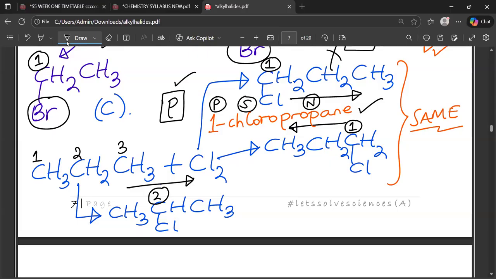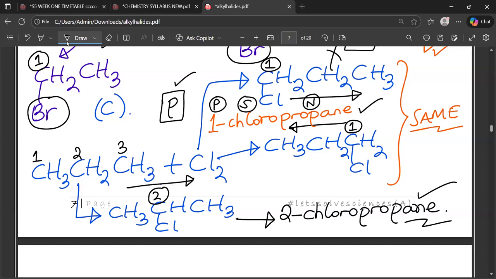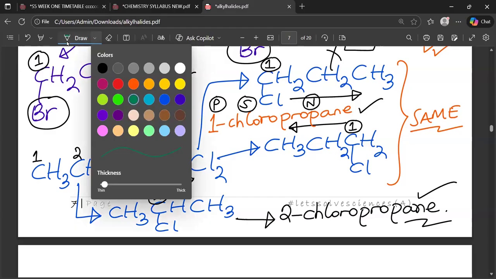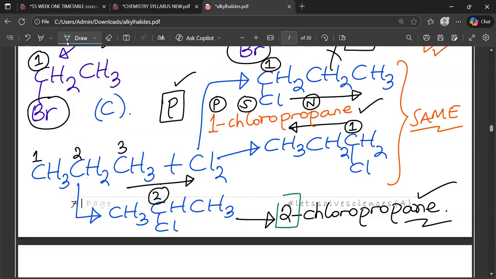Then this last one, it is 2-chloro. Why? The chloro group is on carbon number 2 of the propane carbon skeleton. 2-chloropropane, 1-chloropropane. As simple as that.